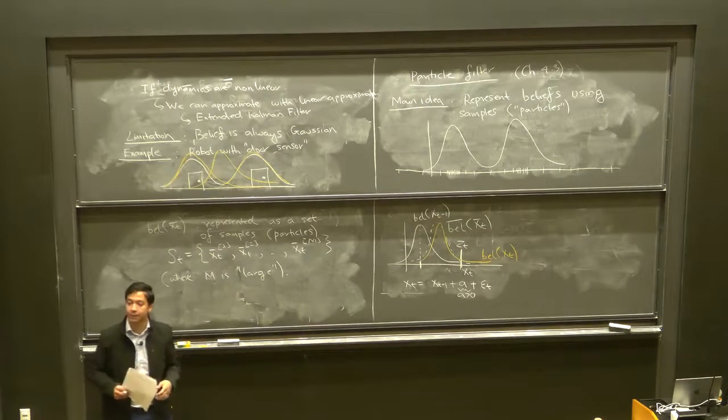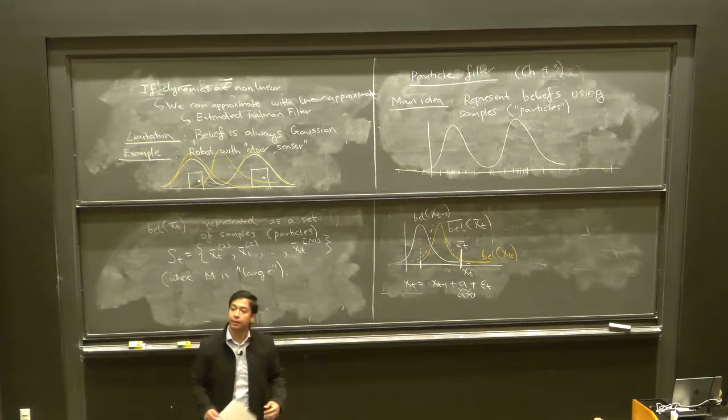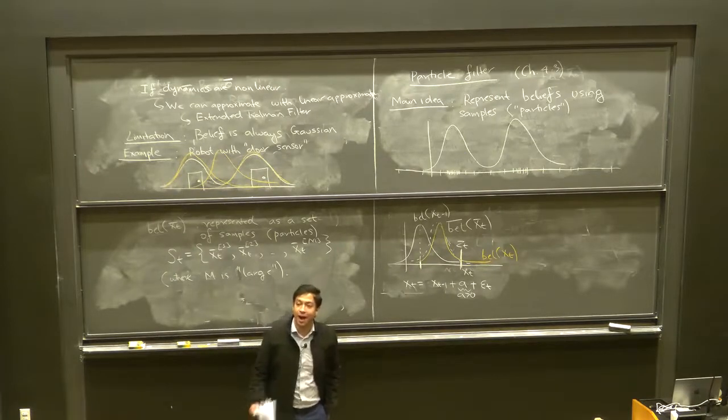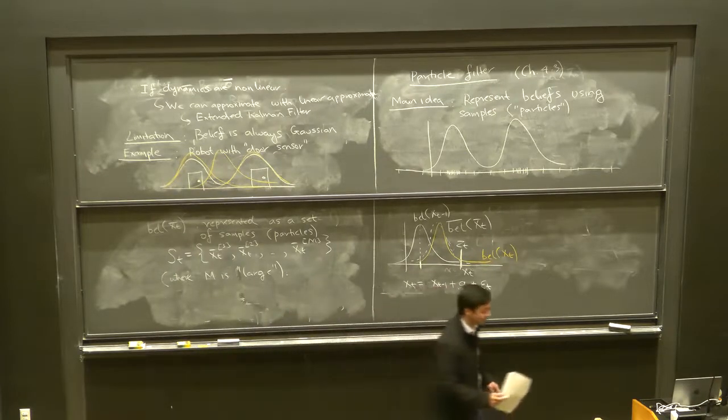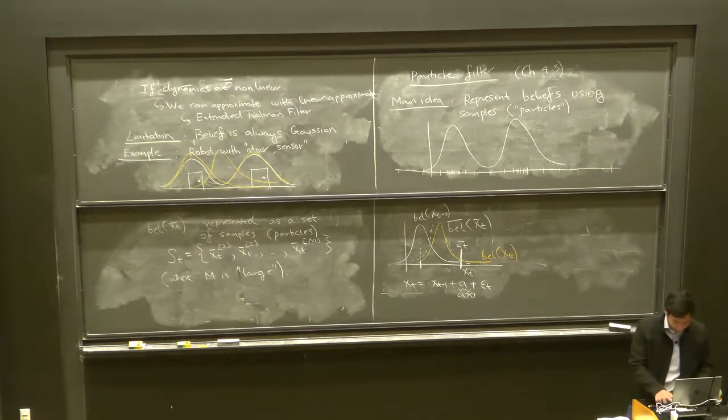Question? It seems like as you go through your trajectory, the optimal number of particles that you might want to use to represent your distribution might change. Yes, good. Okay, I'll come to that in a bit. That's a good observation. So let me describe the algorithm, and then we'll describe some of the challenges and the variations.